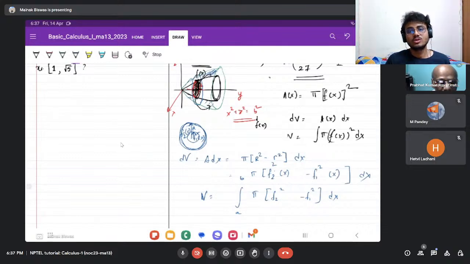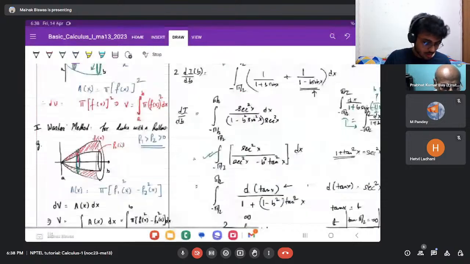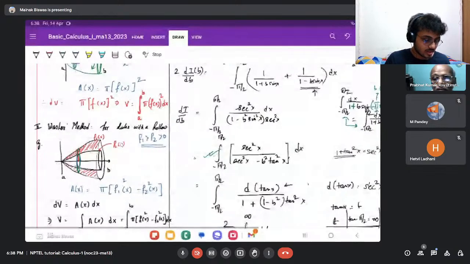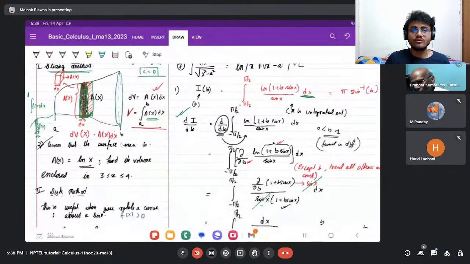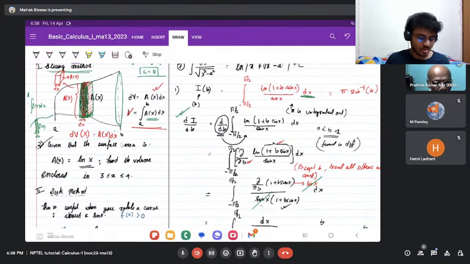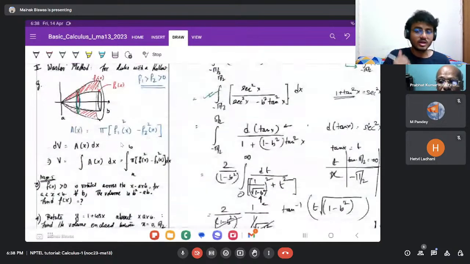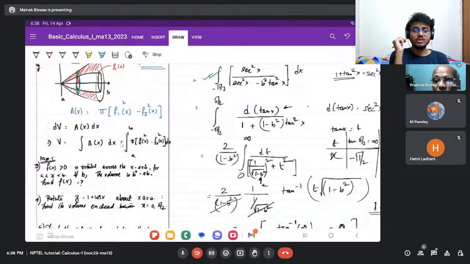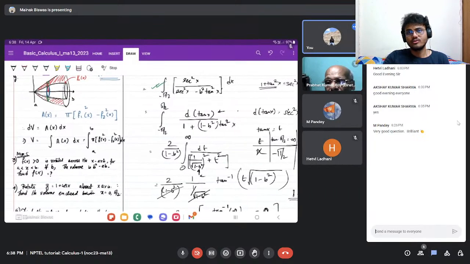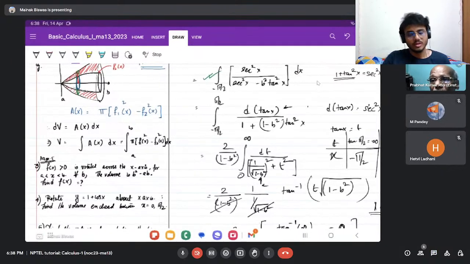So now we'll be solving questions throughout the remaining time. These questions are related to the washer method and the disk method. Before we begin, I'll be waiting for 1 minute, and if anyone has a doubt, you can ask. Otherwise, we'll go on to solving about 9 questions related to these problems. So I'll be waiting for a few seconds.